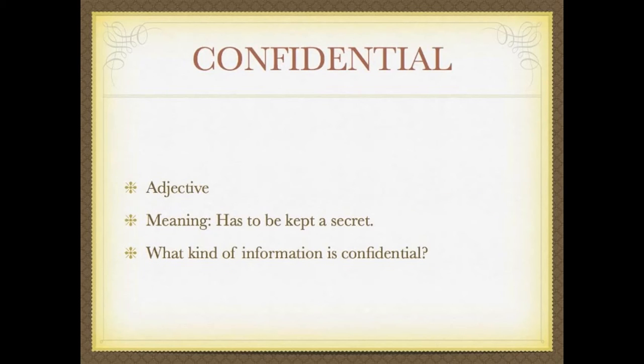The next word on our list is confidential, which ends in an AL suffix, which a lot of the time tells us that the word is an adjective or describing word. Confidential means it has to be kept a secret. I could use the word confidential in a sentence like this. The discovery was kept confidential until the inventors could get a patent on their idea. What kind of information is confidential? Write your response on your vocab sheet.